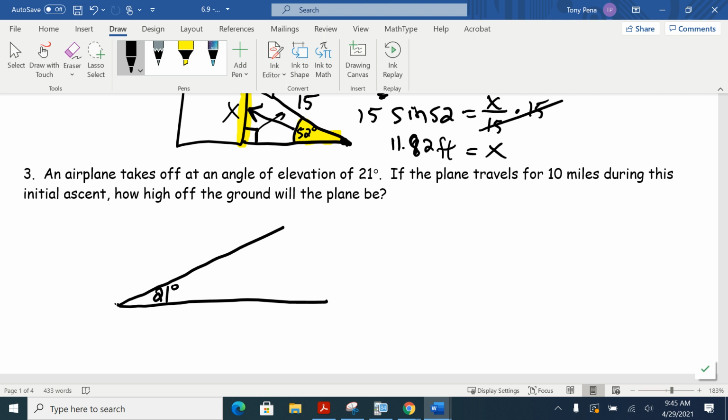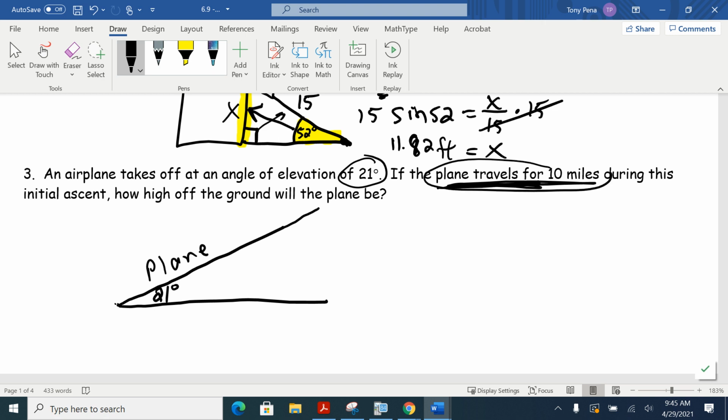So here's our runway. The airplane's going up at a degree measure of 21 degrees. Then, what this is asking for, now be careful with this, it says the plane travels 10 miles. So this is the plane traveling right here, correct? So we're not necessarily looking for the horizontal distance that it traveled. His hypotenuse distance, once we turn this into a right triangle, isn't this longer than the horizontal distance?